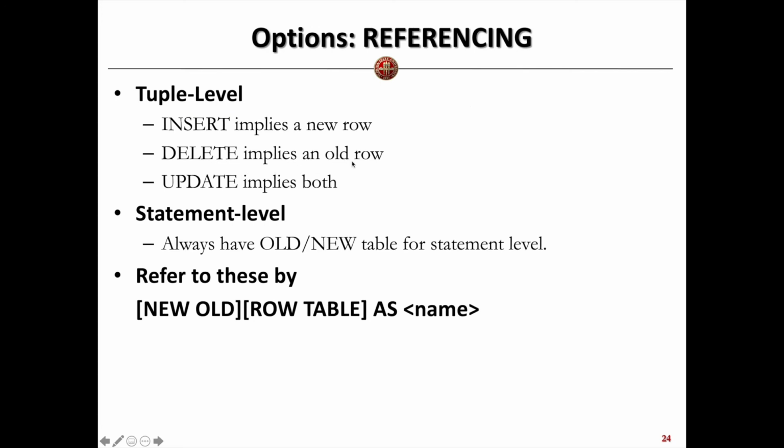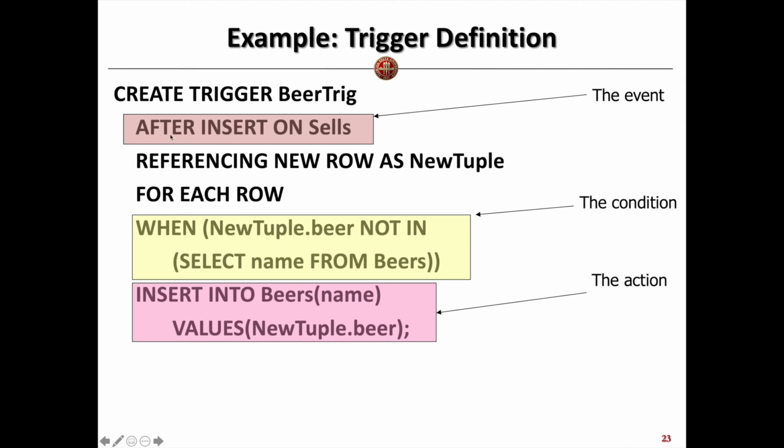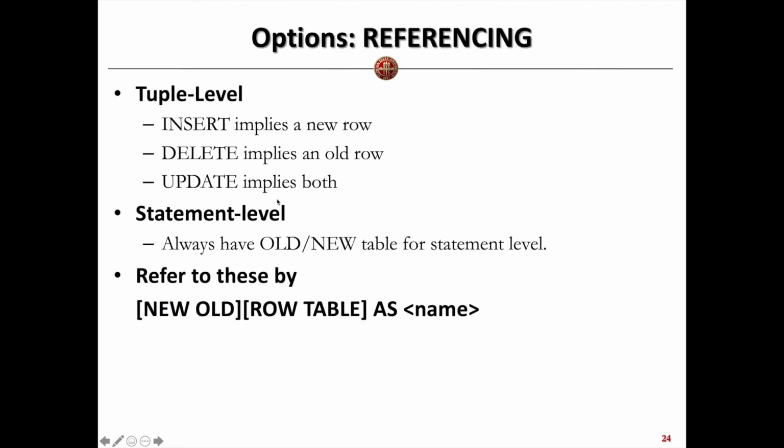And if we do the update, because update means we can change the old row into a new row, right? If the event we have is after update on sales, then in referencing we can refer to both the new row and old row, because it implies both.